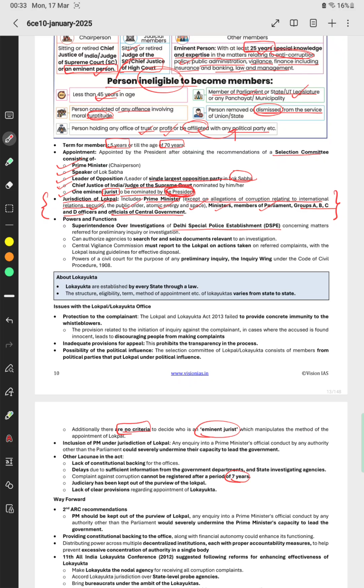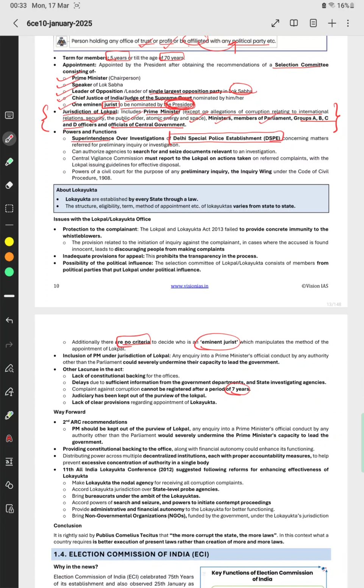So Lokpal and Lokayukta have superintendence over the Delhi Police Special Establishment Act. Here the members who belong to the judiciary must be eminent jurists. Eminent jurist is not defined. That means there is no criteria for who can be called an eminent jurist. So a complaint against corruption cannot be registered after 7 years. If there is any case related to corruption after 7 years, we can't register it.